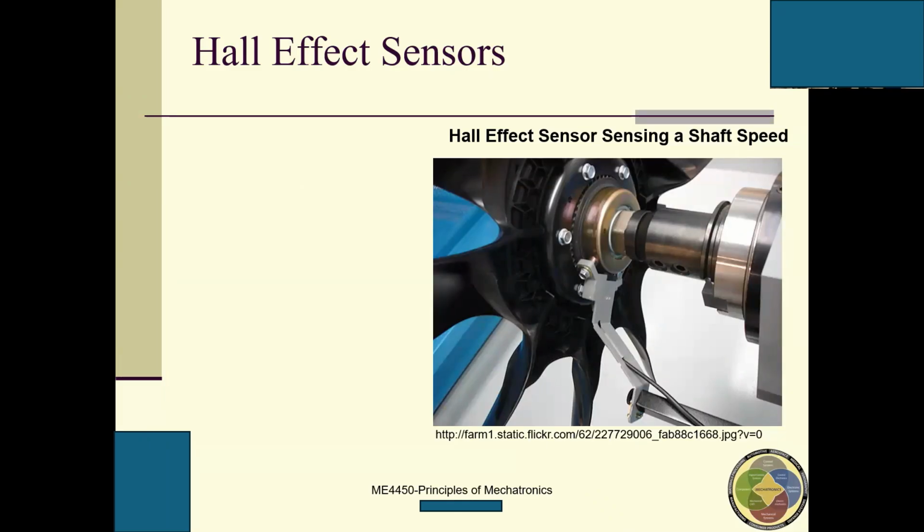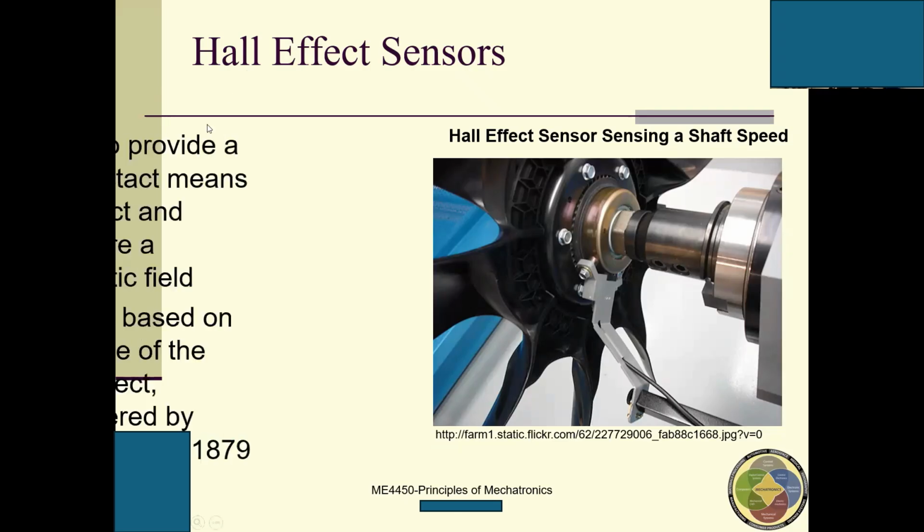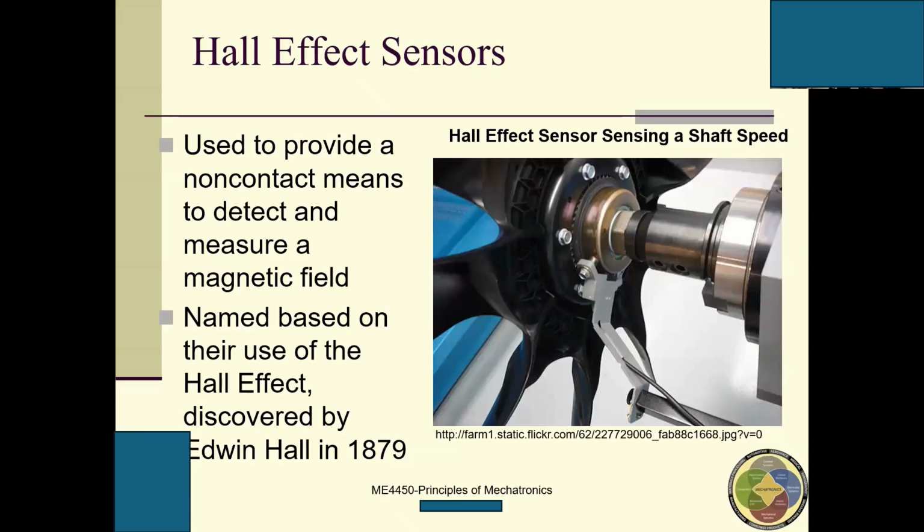And then we talk about the Hall effect sensors. The Hall is the engineer's name. So it is Edwin Hall, right? These sensors provide a non-contact means to detect and measure a magnetic field. They are named based on the use of the Hall effect, discovered by Edwin Hall in 1879. This is many years ago. It is used to measure the magnetic field.